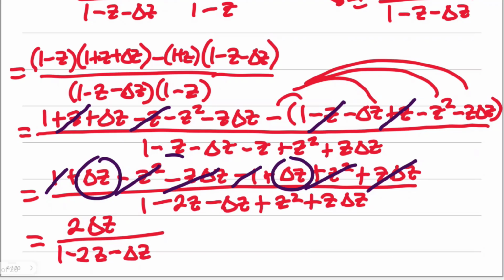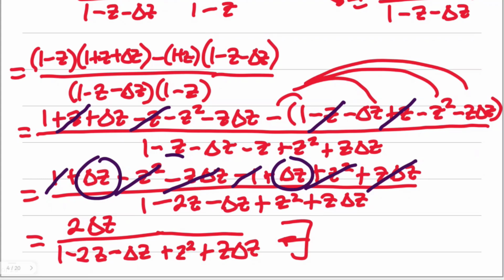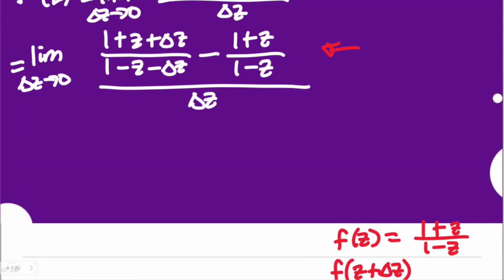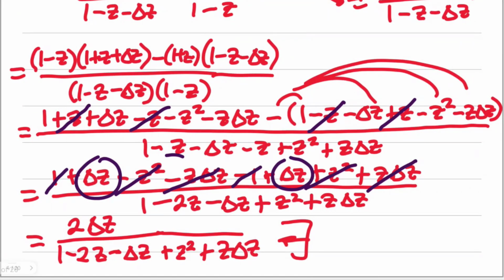Let us check the denominator if there are other terms that we can combine. So obviously there are none. So just continue here, plus z squared plus z delta z. By the way, take note, this is not the final form to be implemented under the limit as delta z approaches 0. This is just the numerator. Take note of that. That is just the numerator.